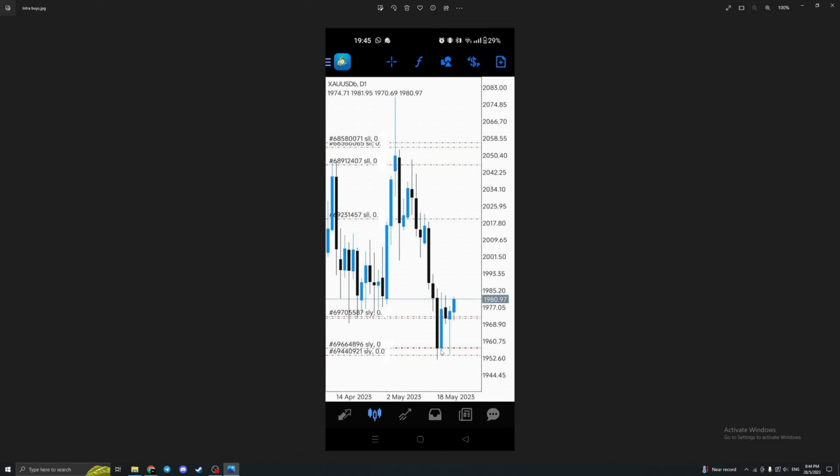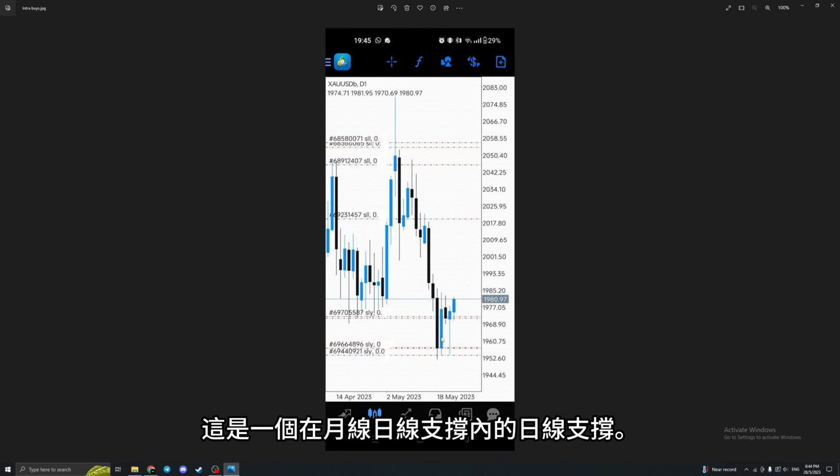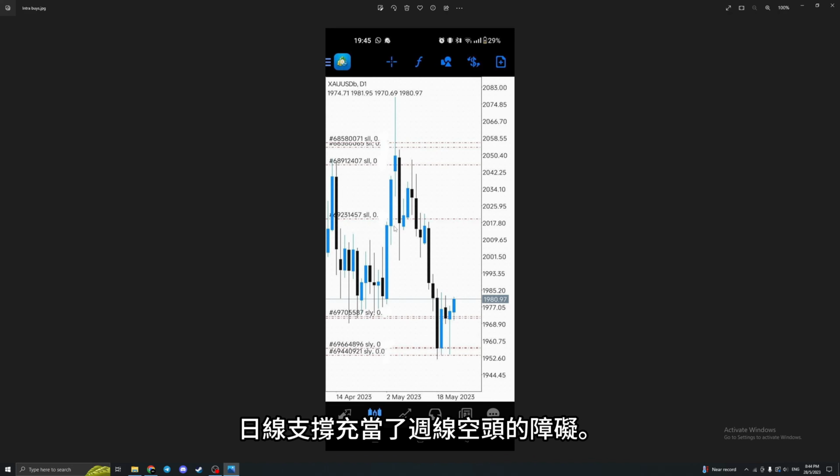You guys understand why. There's a daily support inside a monthly. Daily support acts as an obstacle to the weekly bearish, correct? So that's why we took the daily. Also, it was produced once price touched the monthly, which adds a little bit of context to the trade.